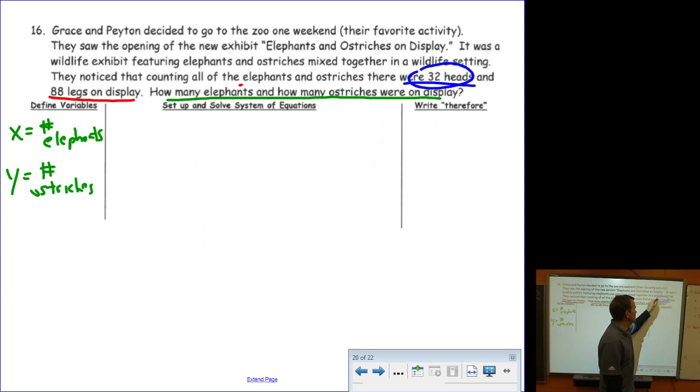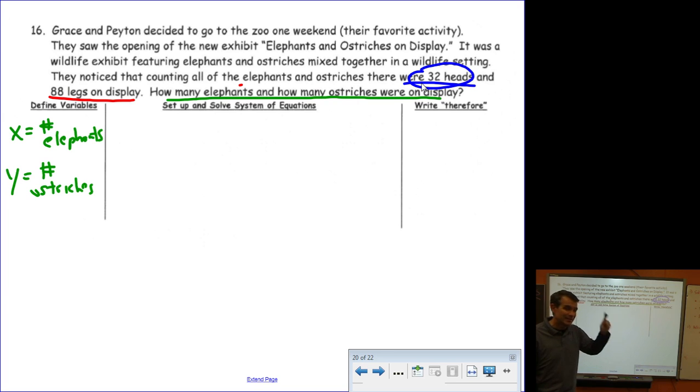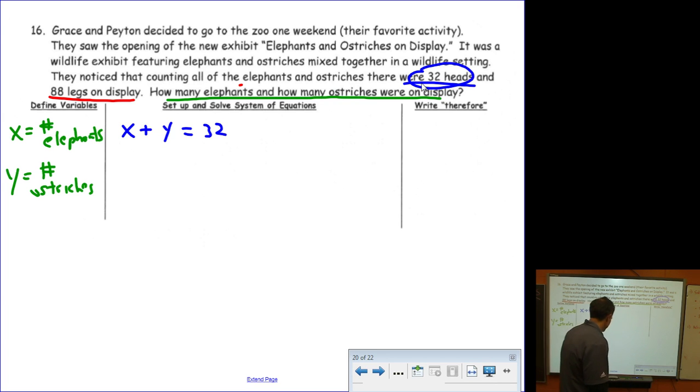All right. Well, here's the deal. Because there's 32 heads, I know that the number of elephants and the number of ostriches adds up to 32, because they've all got one head. So the number of elephants plus the number of ostriches adds up to 32.